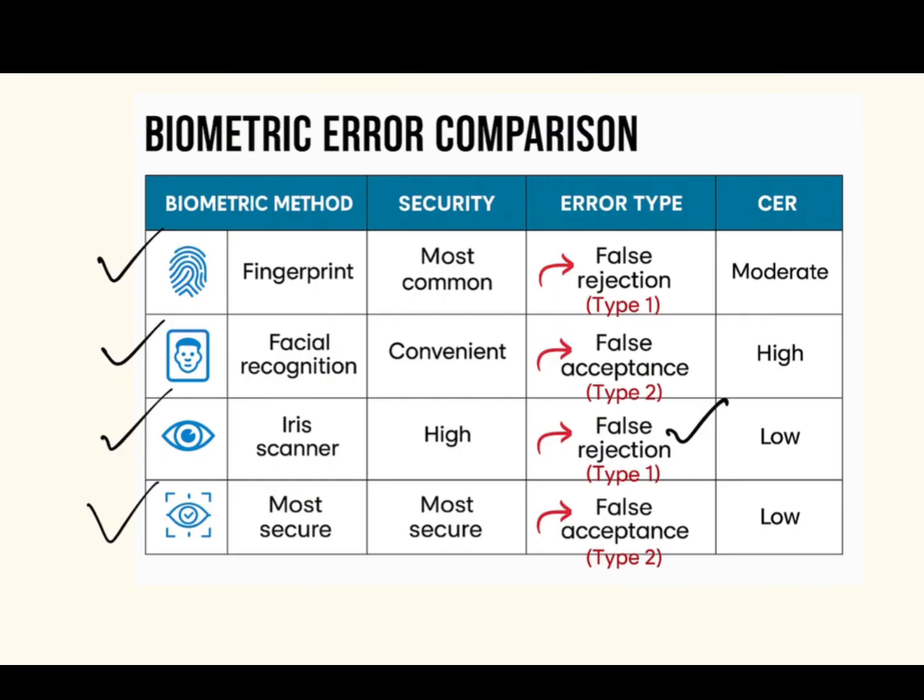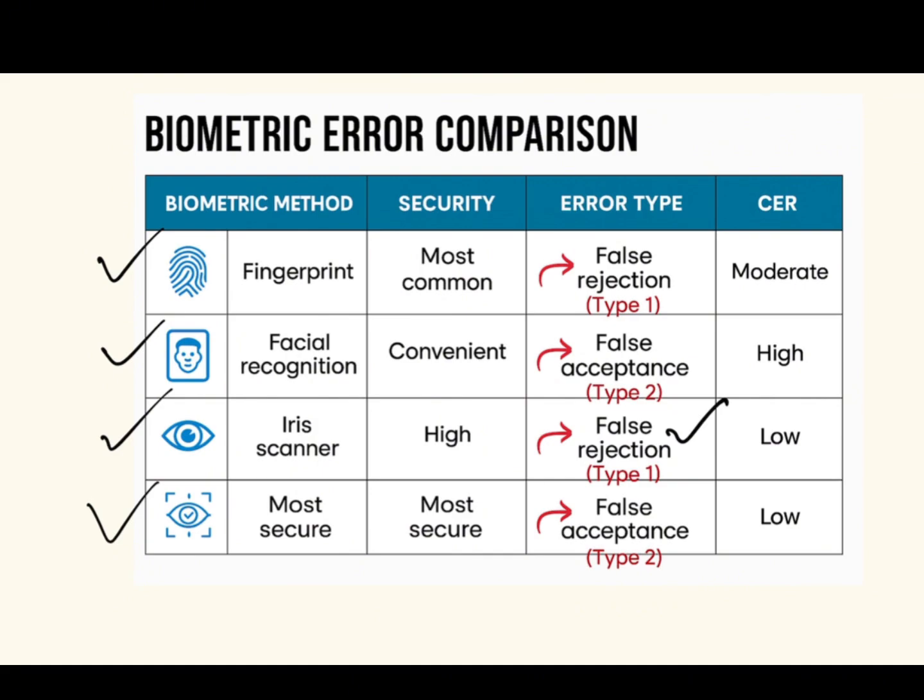The next one is the most secure, retina scan or multimodal. We also call it multimodal. Here the error is false acceptance, type 2. Most secure. CER is very low, so very accurate, but possibly slower or more expensive. False acceptance is very, very rare. It is used in high security environments like defense or border control.